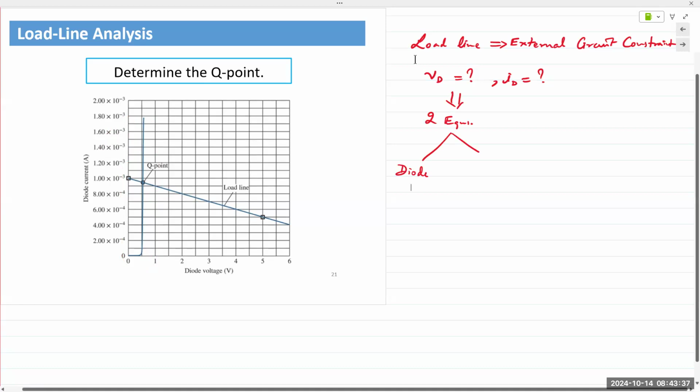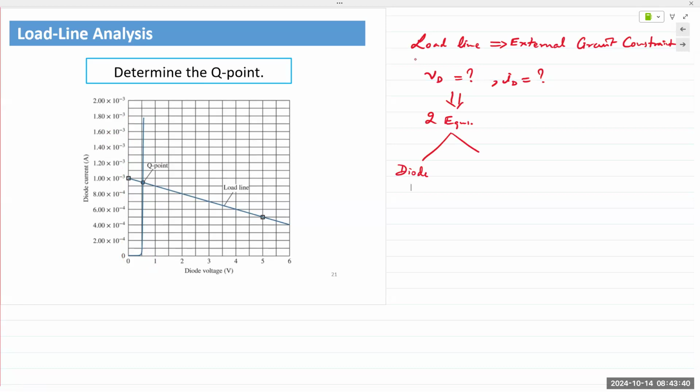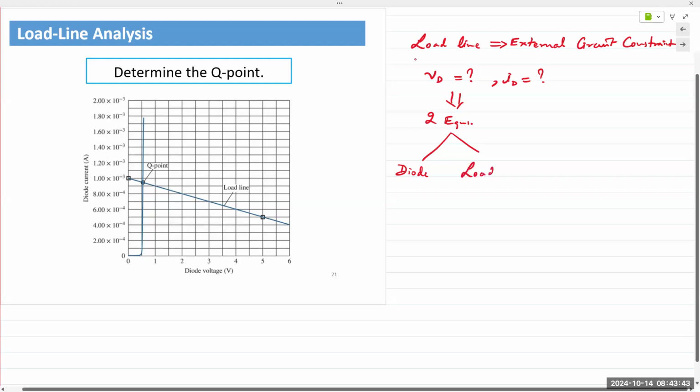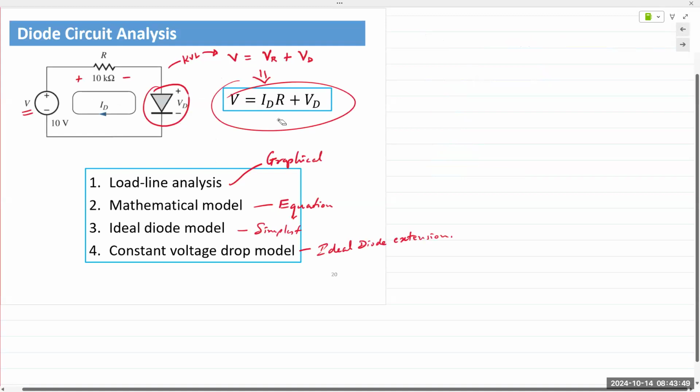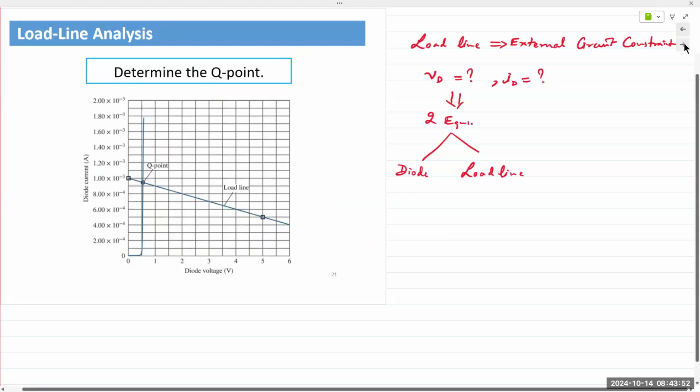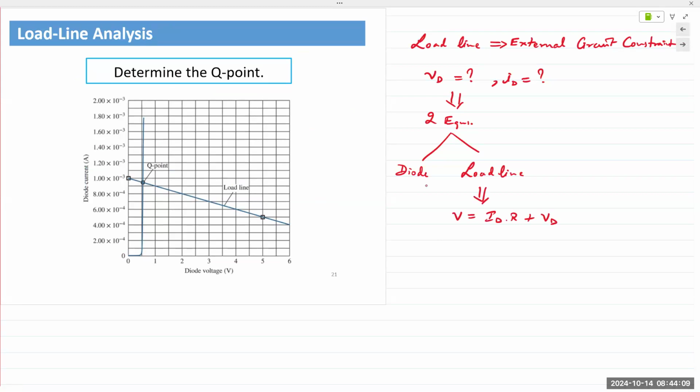The second one comes from analysis of the circuit, which is what we obtained in the previous slide, right here, this one. V is IDR plus VD. Okay. So that second one is what we obtained by applying KVL. V is equal to ID times R plus VD. So far, so good, right?